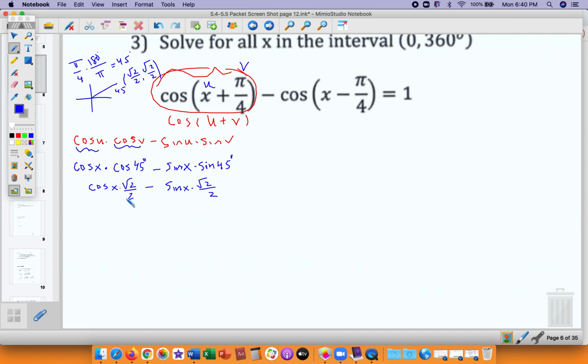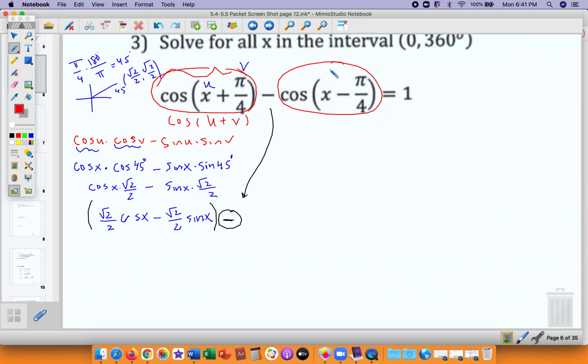In proper form, let's put the numbers in front of the cos x. So we have root 2 over 2 cos x minus root 2 over 2 sine x. So all of that is that first part. I'm going to bring down the minus, right? So it's going to be this expression minus all of this. So let's break this stuff down now.